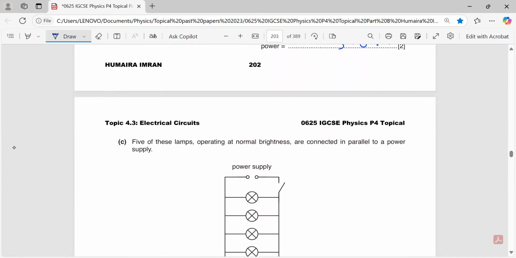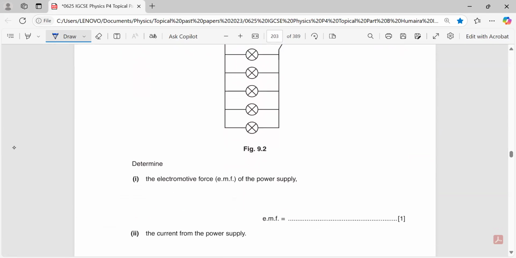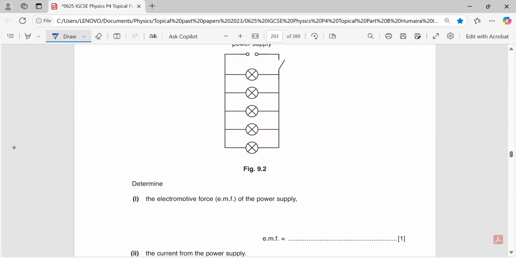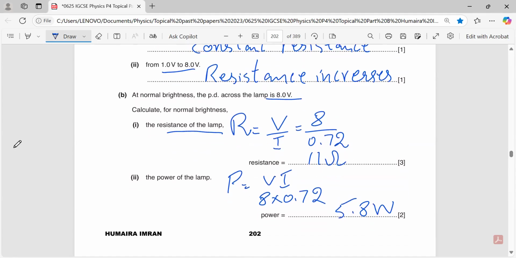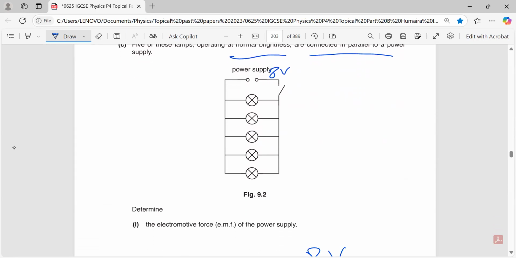The next part of this question is that 5 of these lamps operating at normal brightness are connected in parallel to a power supply. You should tell what is the EMF of the power supply. At normal brightness, they are saying that the voltage is 8 volts. So we will directly write 8 volts here, because it's already given that at normal brightness the PD across the lamp is 8 volts. All of them are in parallel with each other, so if it's 8 here, every one of them will get the 8 volt battery at their normal brightness.